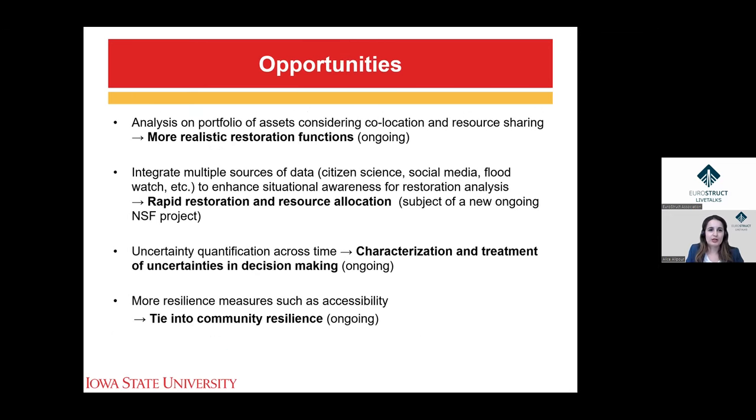There are some opportunities here that one can consider looking into, such as a portfolio of assets, considering co-location and resource sharing when the optimization is happening. That provides a more realistic restoration function. Integrating situational awareness through citizen science and social media information to enhance and expedite the recovery process. Uncertainty quantification at different steps of the problem so that we can characterize and treat that uncertainty. And looking into performance measures that are more connected to community resilience to highlight that aspect of it.